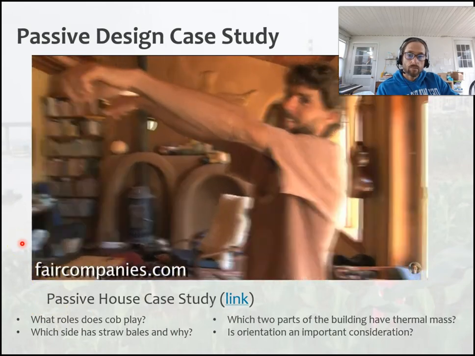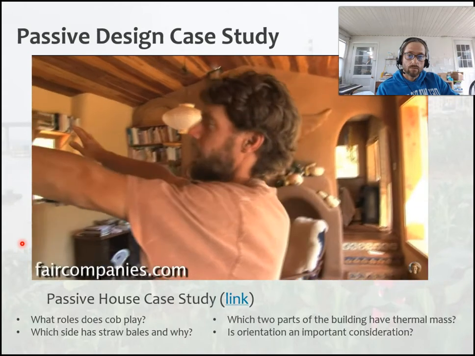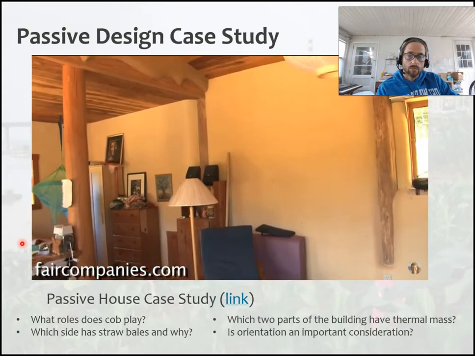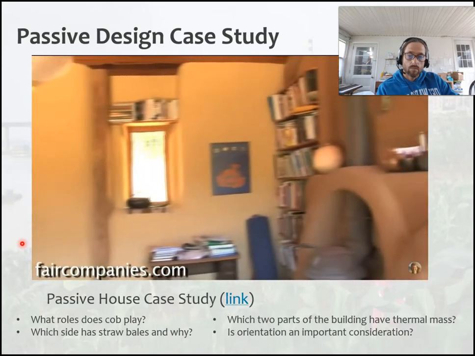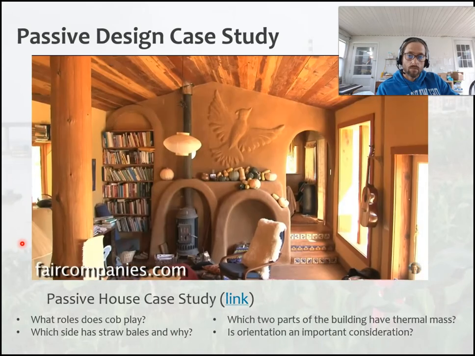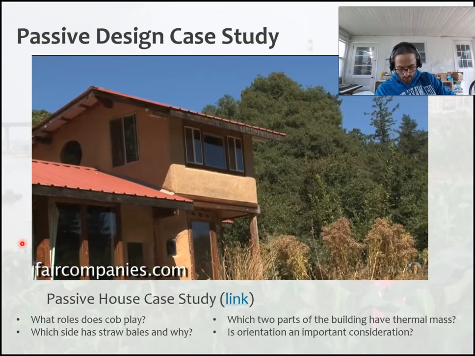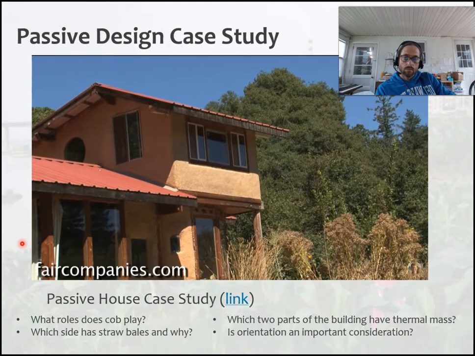Straw bale on the north, and you see these big, pretty flat walls without many windows. That's straw bale. And so that's one very simple and obvious hybrid system: something like straw bale on the north for insulation, cob on the south for sculpture and thermal mass.